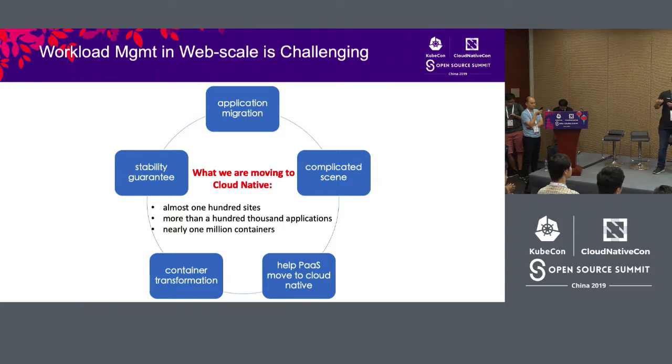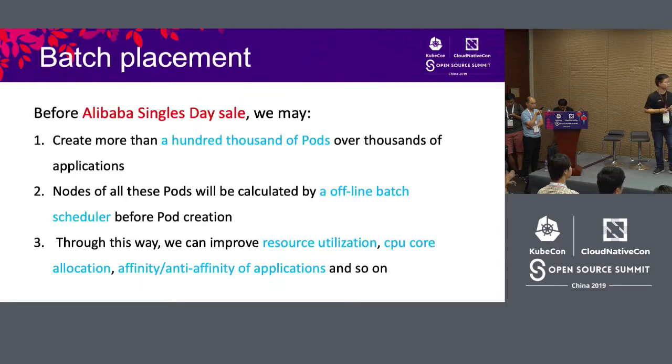PaaS remaining unchanged. Otherwise, it cannot cater to our needs. So let me talk about the November 11th issue. You know what our upper applications have done for November 11th; Tmall and Taobao will share and disclose this information. About our infrastructure, our big Kubernetes, what will it prepare for November the 11th?